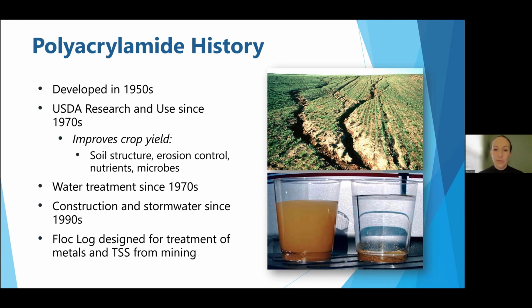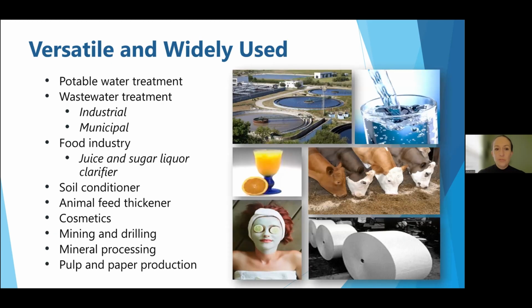and the flock log specifically that we'll talk a little bit or a lot about today was actually designed in the early 90s for treatment of metal and TSS from mining operations. So a long history of use and a lot of different uses for polyacrylamide. Few more of those uses that I might not have covered: potable water, wastewater. These are the same materials that we're using for our erosion control and stormwater treatment. They're drinking water grade materials.